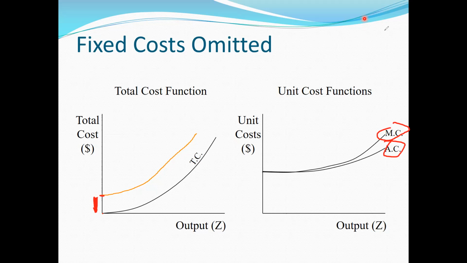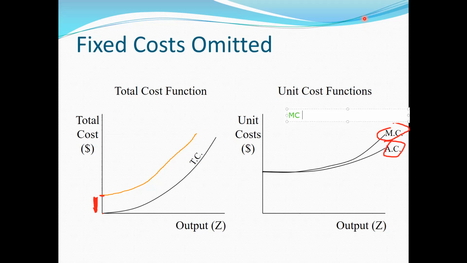I see some responses in the chat already. Yeah, the marginal cost curve would remain the exact same. Why? Because remember, marginal cost curve is just a derivative of the total cost curve. So even if you move the total cost curve up, you're basically moving it parallel to what it used to be, and none of the slopes of the tangents are going to change at all. So yeah, that's right. The marginal cost curve remains the same, even if you include the fixed cost.